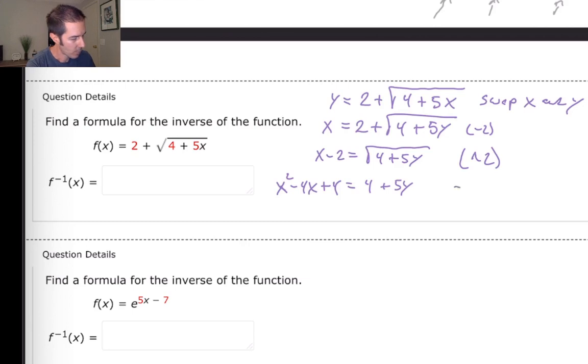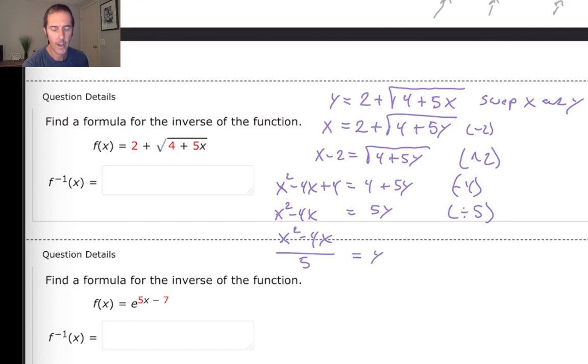Then I will subtract 4 from both sides. And lastly, divide both sides by 5. You know how to do all of those things, which is great. So we've done it, we've isolated y. And actually what we have here is the inverse function. My last step is going to be replacing y with f inverse.